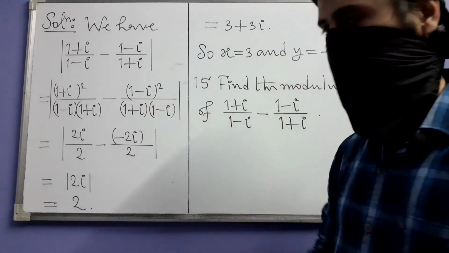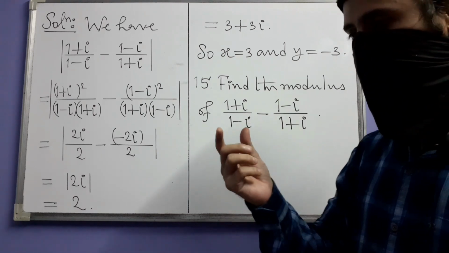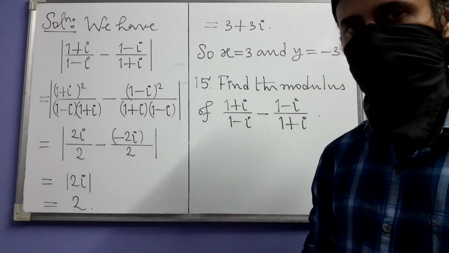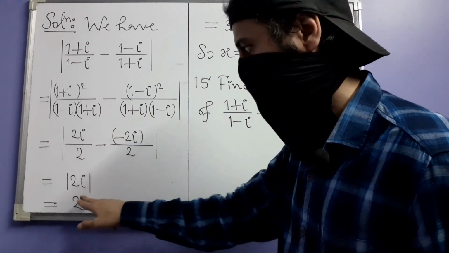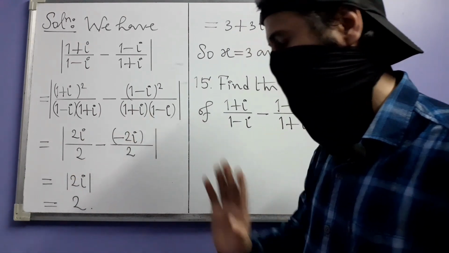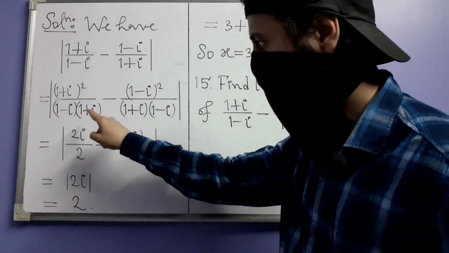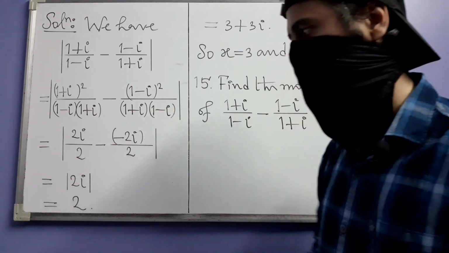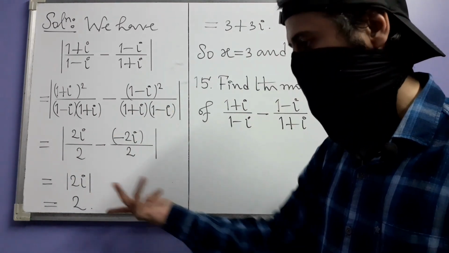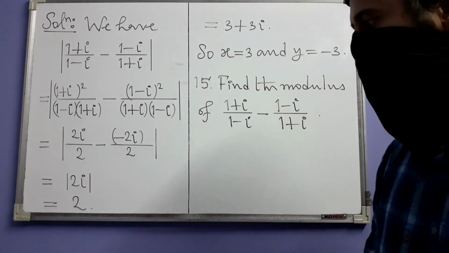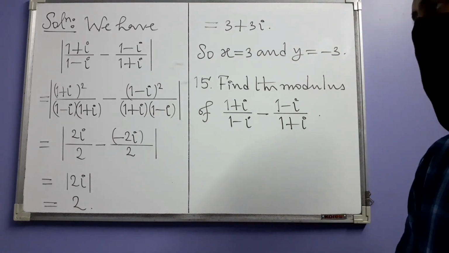And what about the denominators, both of which are 1 minus i times 1 plus i: 1 square plus 1 square, that is 2. So after you simplify this, you get 2i because first the 2's get cancelled and then i minus minus i, which is 2i. So the modulus of this is just 2, of course. And that's it. That is the answer.